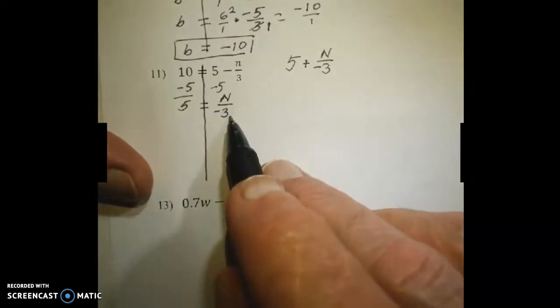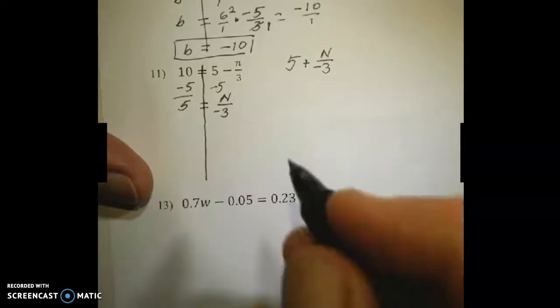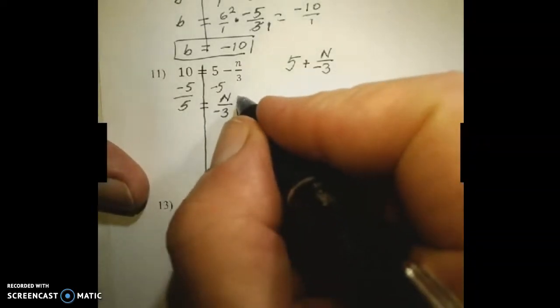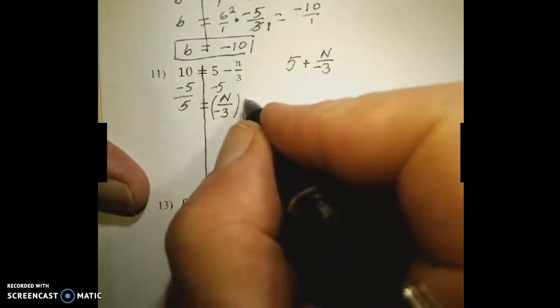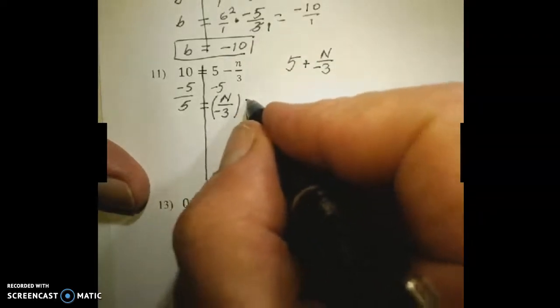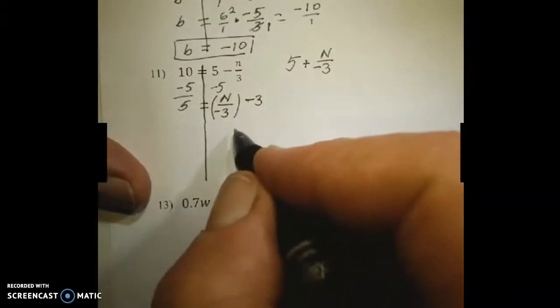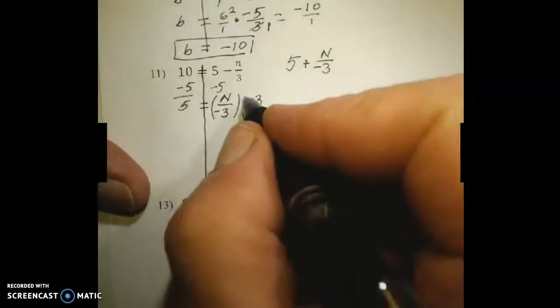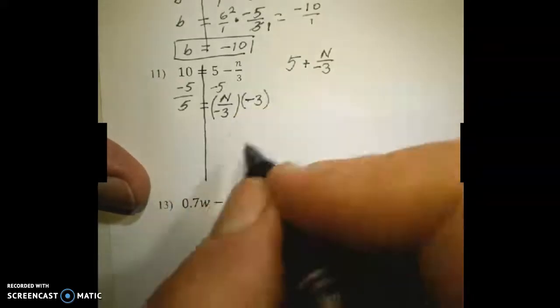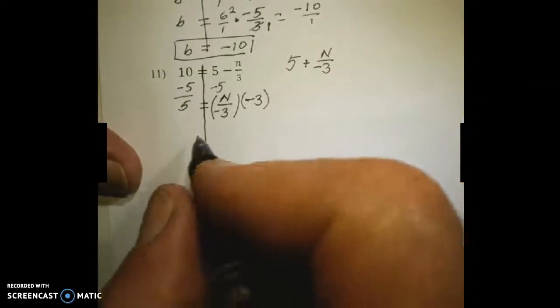N is being divided by negative 3. To undo dividing by negative 3, you want to multiply by negative 3. The quick way to do that is to just put parentheses around this and put a negative 3 out here. That's multiplying by negative 3. Now that looks a lot like subtracting, so I would urge you to put parentheses around that so that it definitely looks like multiplying. Whatever you did on this side, do the same on the other side.